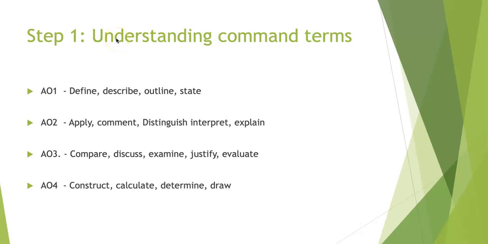Now, the program has what are called assessment objectives. You have AO1, AO2, AO3, AO4. These objectives have different key or command terms that will give an idea to you as the candidate as to what you're supposed to do and what they're asking. So AO1 questions will ask you to define, outline, describe, state. AO2 is about apply, explain, interpret. AO3 here is about compare, discuss, examine, and evaluate.